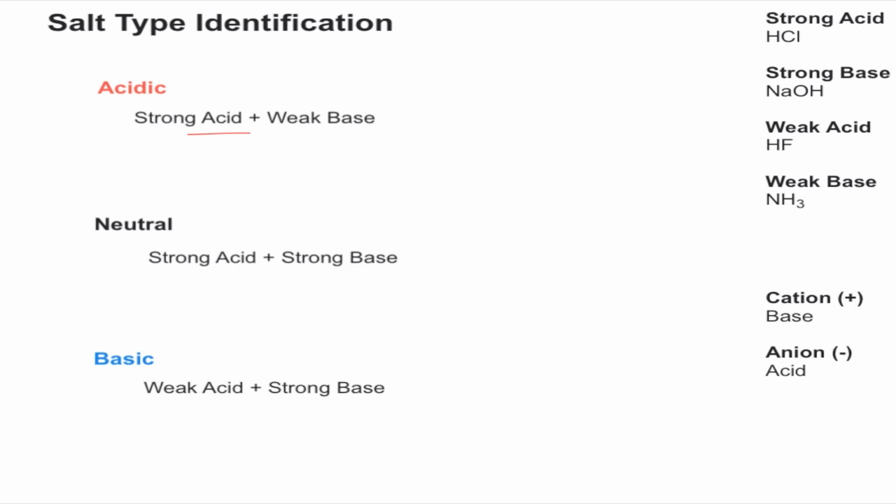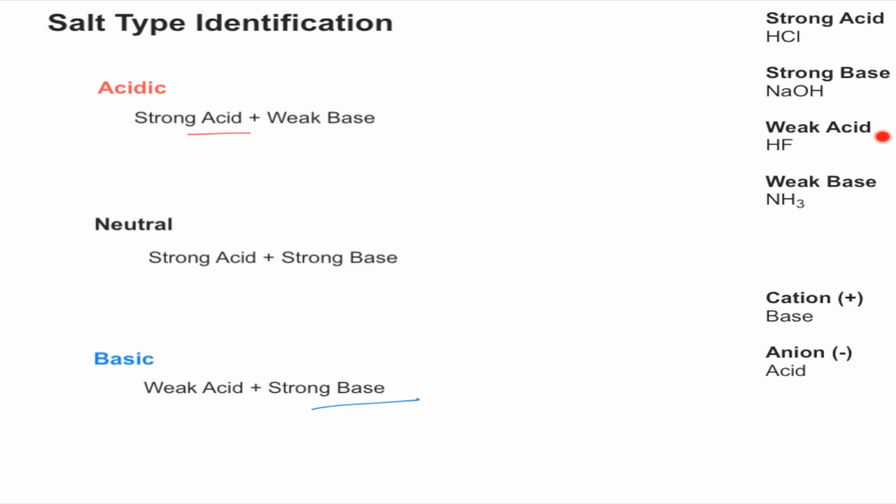And finally, for basic salts, they are formed when you react a weak acid with a strong base. So in this case, the base is the strong part, and therefore you will form a basic salt, which creates a basic solution. On the right hand over here, I have 4 examples to show you how acidic, neutral, and basic salts can be formed.